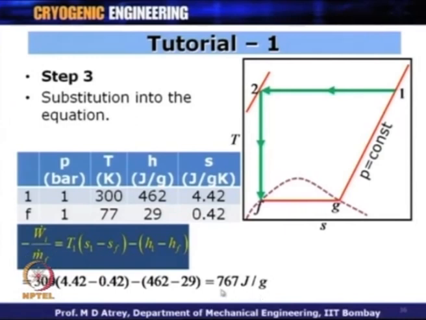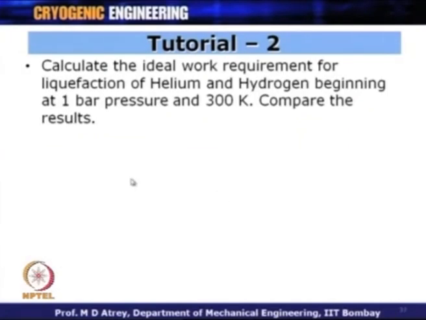If I go to the second tutorial now: calculate the ideal work requirement for liquefaction of helium and hydrogen beginning at 1 bar pressure and 300 K and compare the results. I will follow the same technique as what I did earlier for nitrogen gas. My initial state at 1 bar and 300 K will give me the final position also. So, the TS diagram for an ideal thermodynamic cycle is as shown, exactly the same thing.